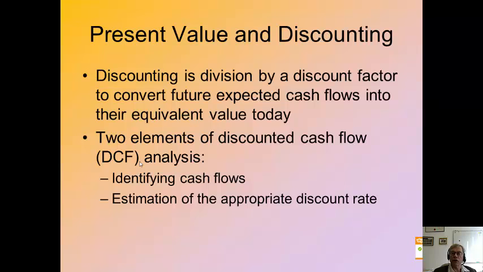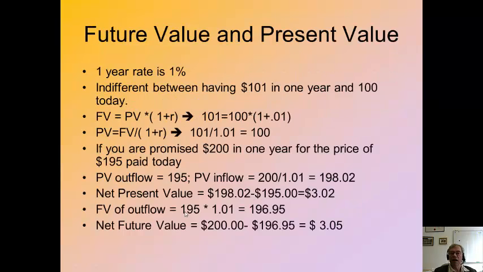I'm going to now talk a little bit about discounting. Discounting is simply the division by a discount factor, and it converts future expected cash flows into their equivalent value today. We'll cover the estimation of the discount rate in the cost of capital discussion. We will cover the identifying of cash flows in the capital budgeting discussion. Here we'll just look at the mechanics of discounting. The mechanics of discounting are the same as the mechanics of interest.